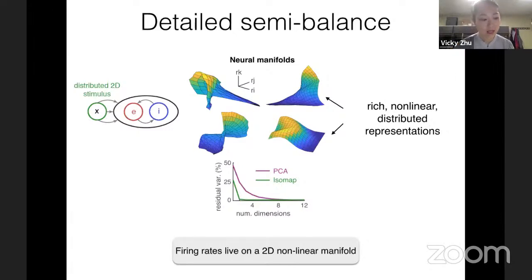PCA is to find a linear manifold, namely a hyperplane. However, Isomap is to find a nonlinear manifold. As you can see in the plot below here, more dimensions are needed for PCA compared to Isomap, which only takes 2 dimensions. So what this is saying is that the firing rates really live in these 2D nonlinear manifolds.